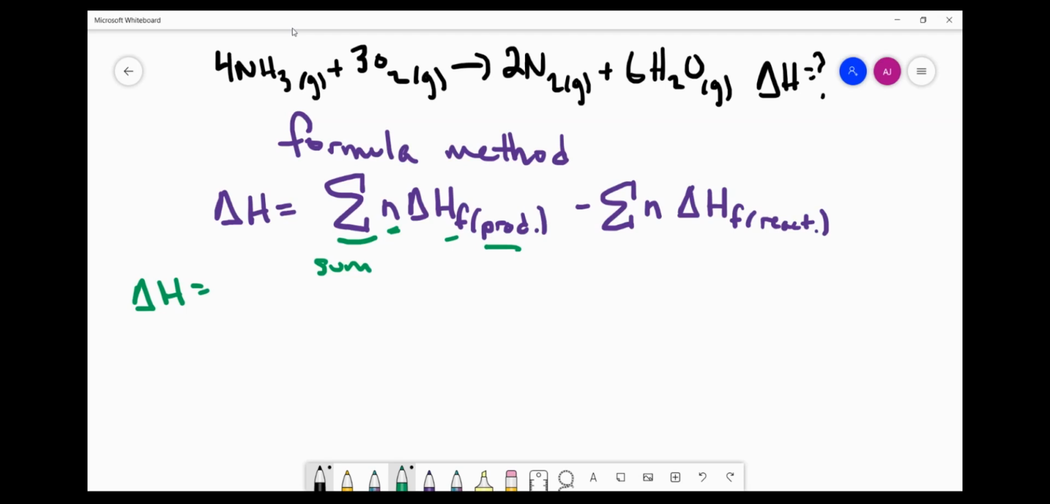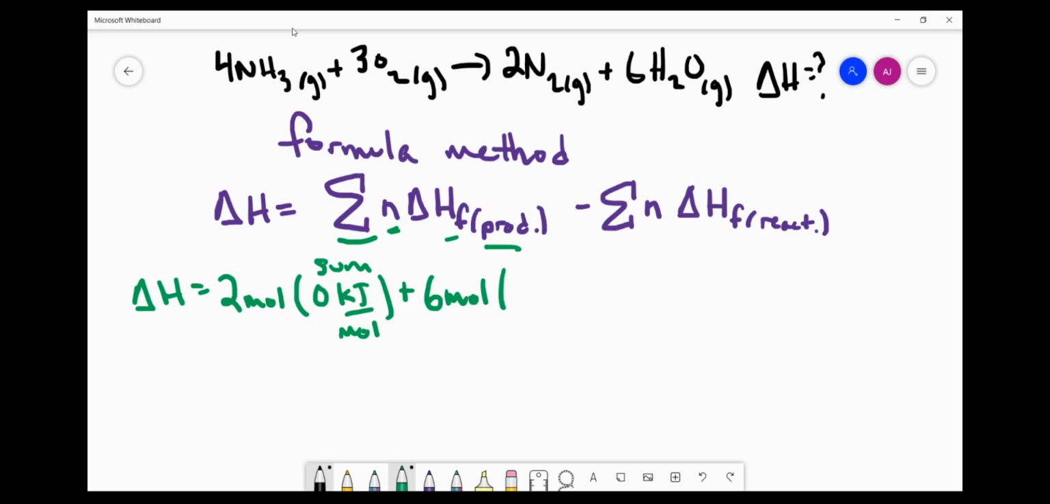So let's go through this. My first product is nitrogen. There are 2 moles of nitrogen. And the heat of formation for nitrogen, that's an element in its natural state, is 0 kilojoules per mole. I'm summing, which means I'm adding them together. My second product is water vapor. And we have 6 moles of water vapor.